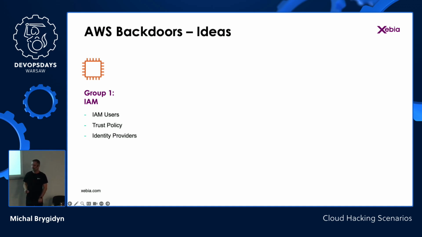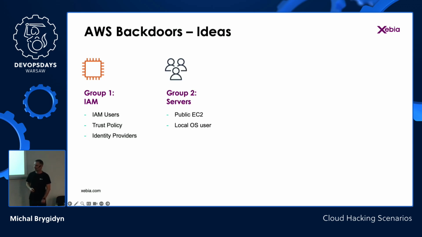There are different groups of backdoors for IAM. I can just stick to your IAM users, create another set of credentials, or create another user. I can modify the Trust Policy to access your roles from my accounts or from other hacked accounts. I can create a new identity provider to feed your AWS account with my users from somewhere. Then I can create a new EC2 in your account with public access, SSH access, and give it a role so I still have access there. Or I can create a local user on your existing EC2 with SSH access and use what is already there.